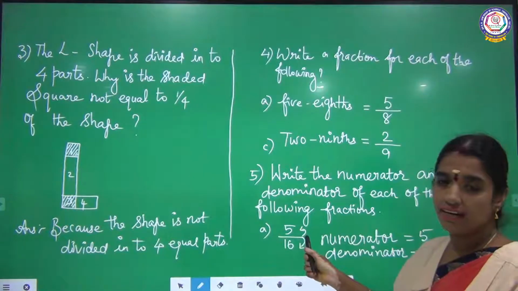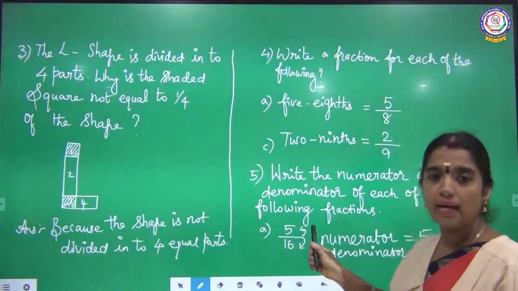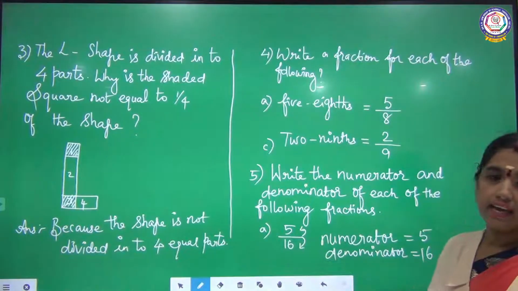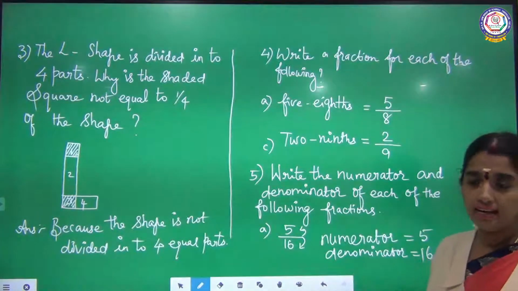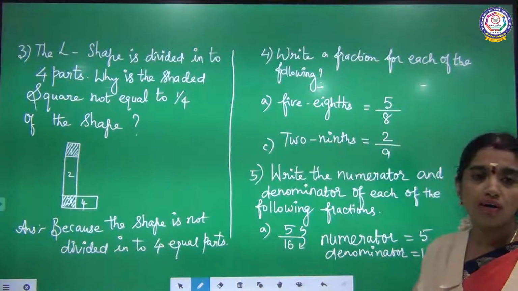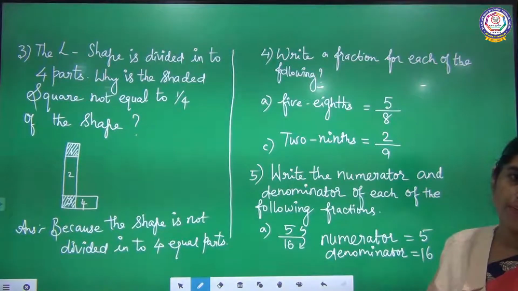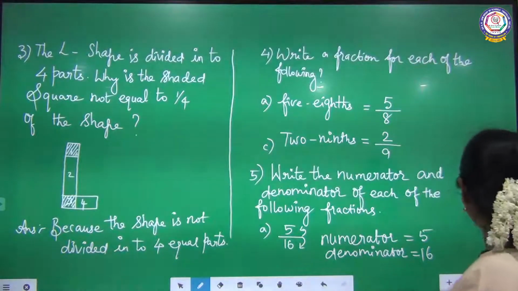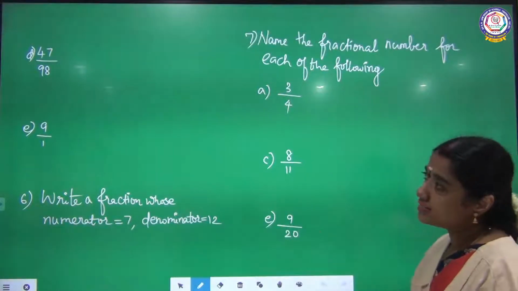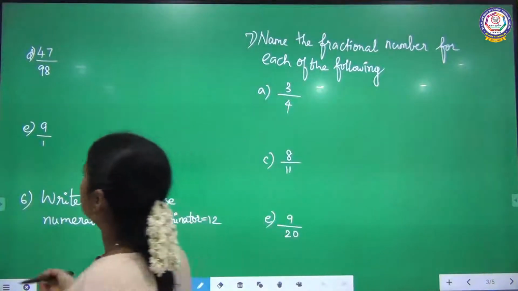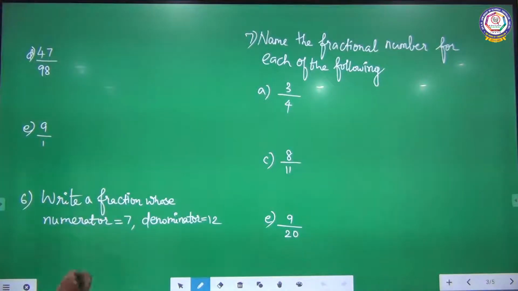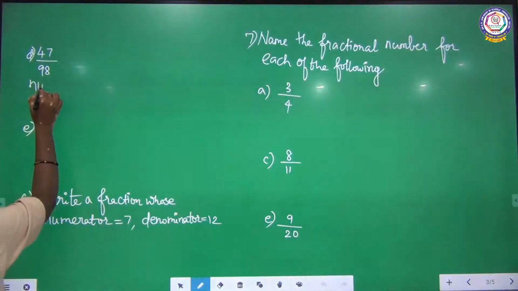This is a division line. The above the line, the number is what? 5, and that is the numerator, and below the line is what? Denominator. So 16 is the denominator. Next I will move on to the next sum. See, 47 by 98. See, listen children, what is my numerator here?